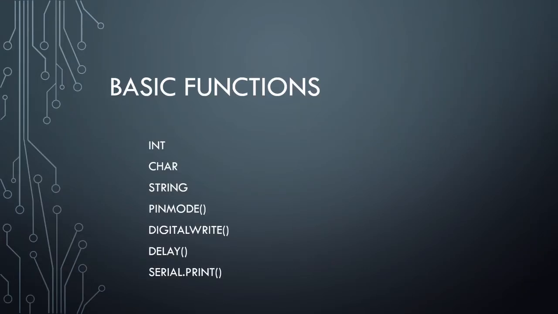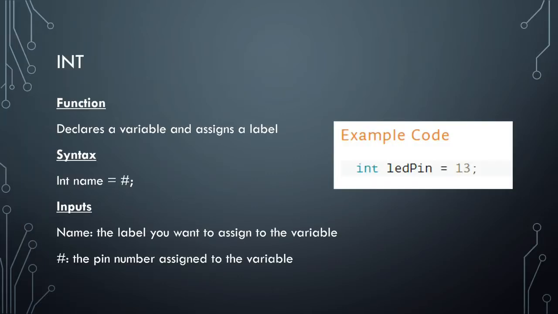Since we've looked at how to set up a program and get started, now we're going to jump into some of the basic functions, the things that we can put into our programs. We're going to look at several variables that we can declare and different commands that we can use when we're programming with C language. The first command that we're going to look at is the int command, and int stands for integer. What this does is declare a variable, usually a pin, and assign it a label.